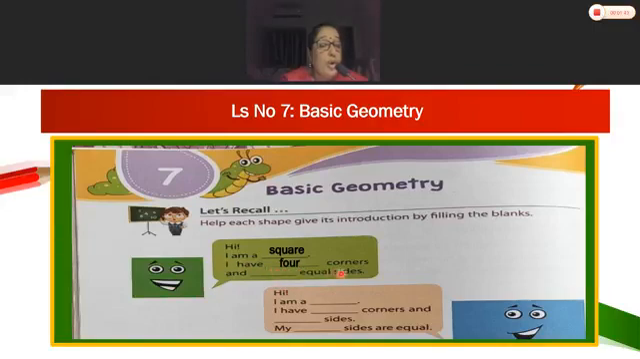I have 4 corners. Now how many sides? We will see the sides in the square. 1, 2, 3, 4. How many? 4 equal sides. Hi, I am a square. I have 4 corners and 4 equal sides. Yes. Now come to the next one here.